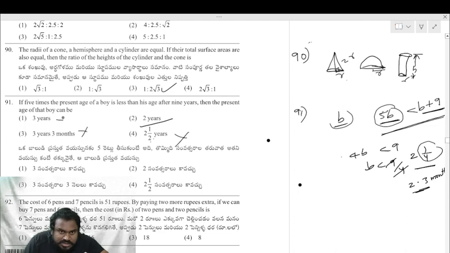This is not the answer. This is not the answer. So only one option is lesser than 2.5, that is 2.25. 2 1 by 4 is nothing but 2.25. 2.25 is lesser than 2.5, right? So the third option you can eliminate like that. The second option is the answer.